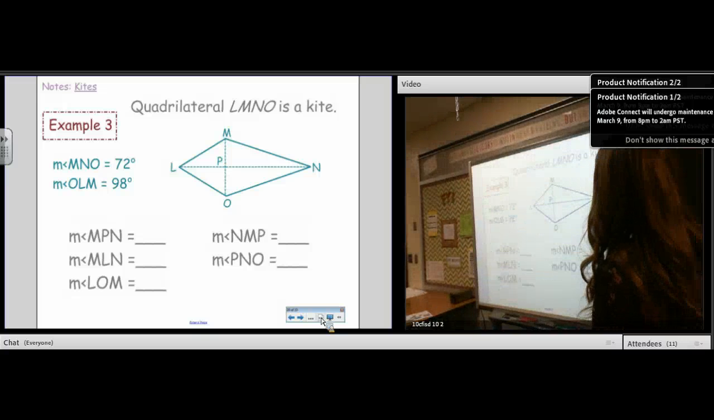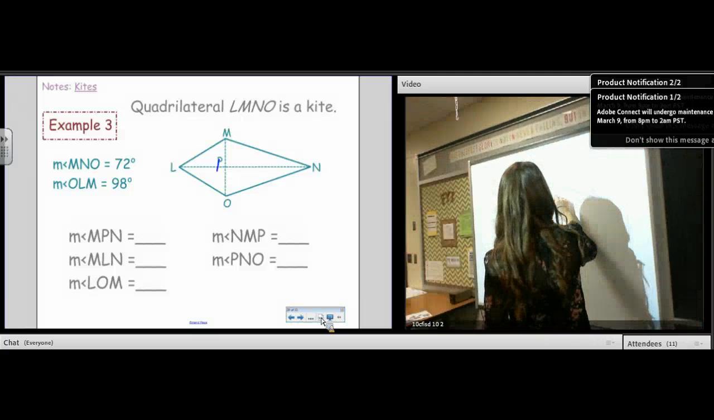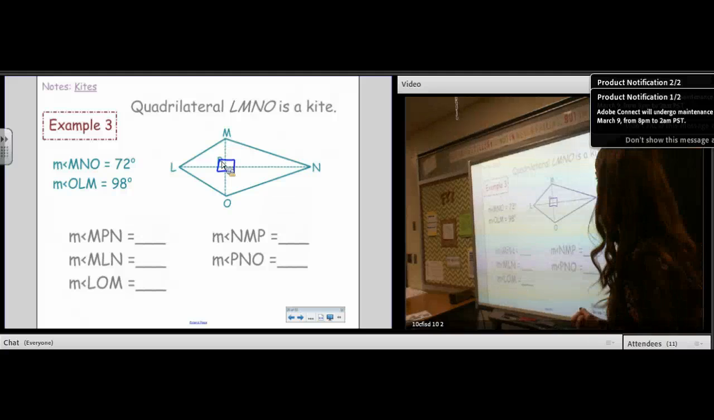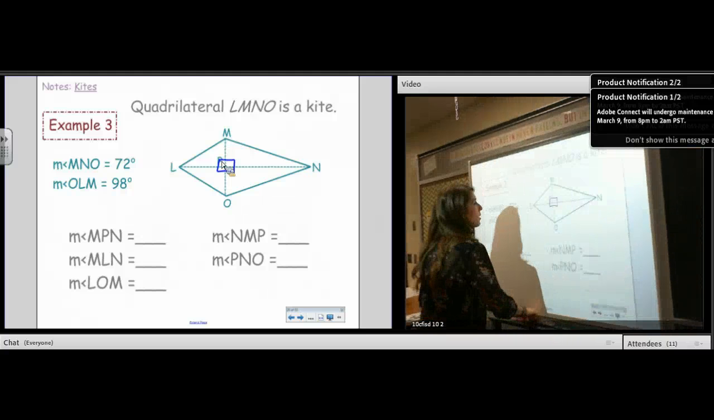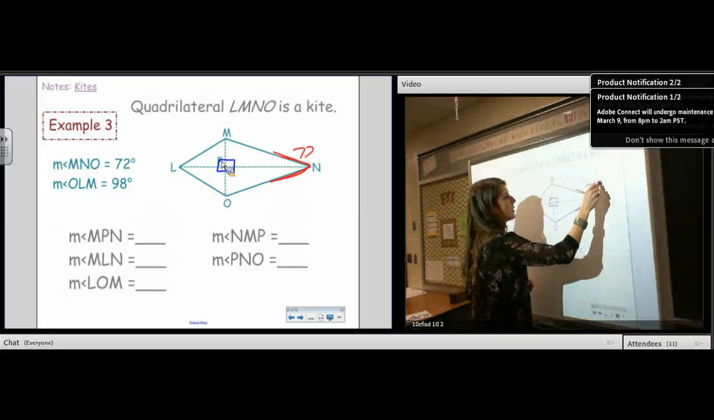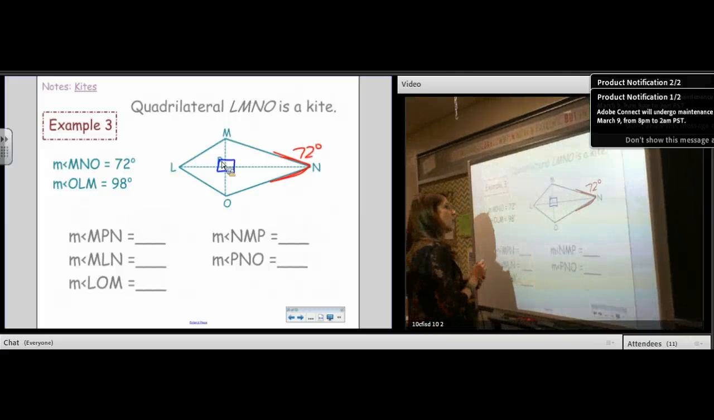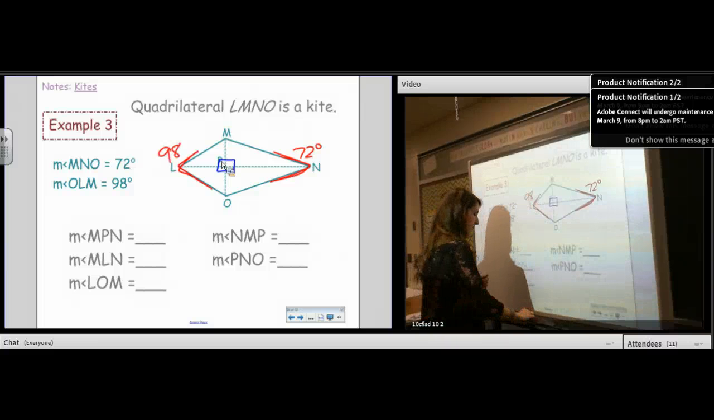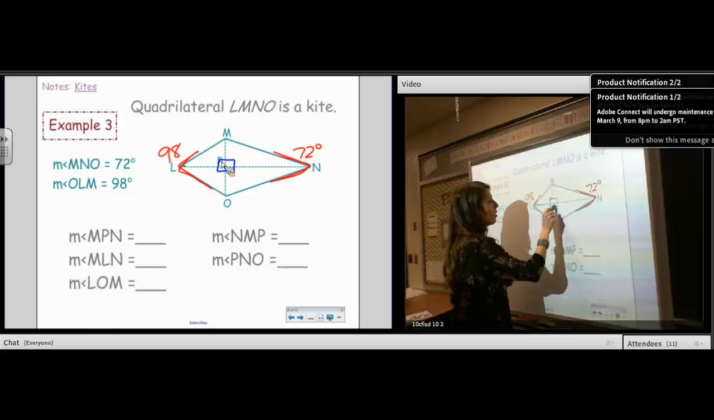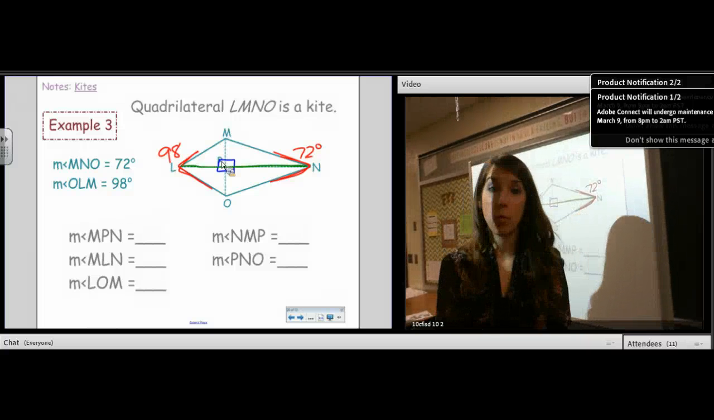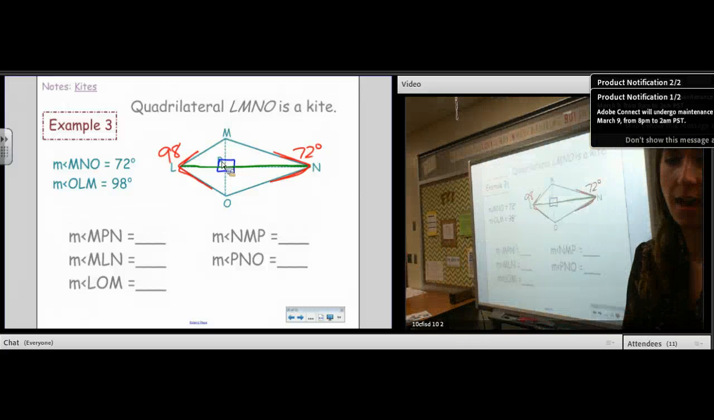So the first thing I told you to do is, boom, add right angles. I'm going to label what we're given. MNO, that whole angle is 72. OLM, that whole angle is 98. And then I'm going to bold my diagonal of symmetry, so I'm aware of what diagonal is cutting things in half.